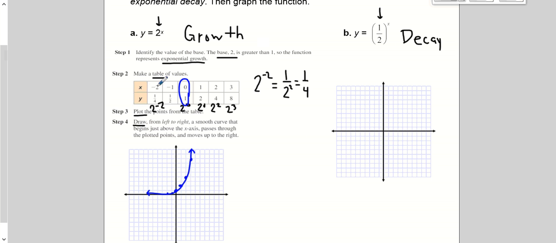And for B, you're going to do the similar thing. We already decided it's decay. Make a table, plot your points, draw your curve. So I'm going to make a much smaller table. 3 points will do it. Do -2, 0, and 2. Put those into the equation for x and find your y value.